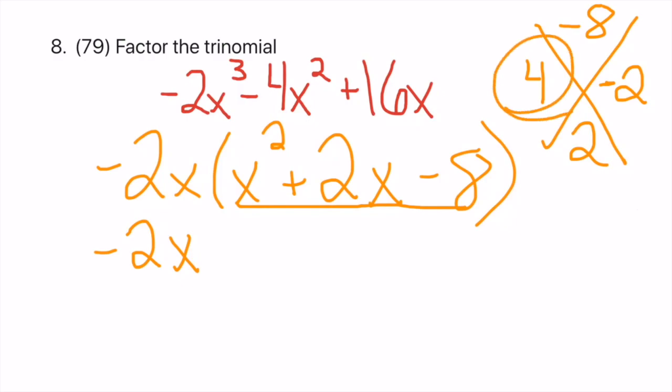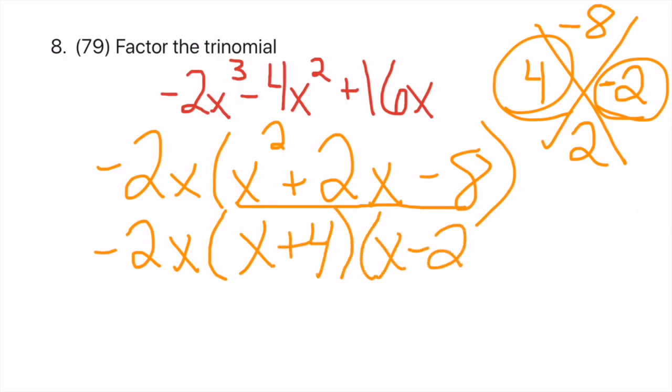So here are our two numbers, and that's what we're going to use to write our two binomials once we factor. So we have -2x squared, parenthesis, x plus 4, and x minus 2. And that is your final answer.